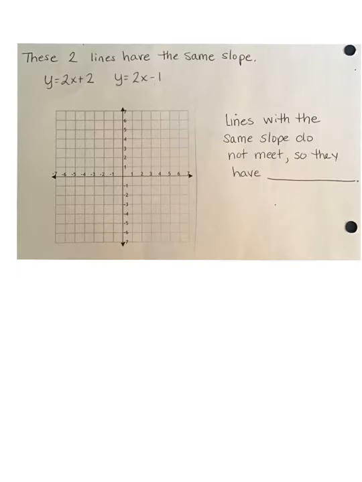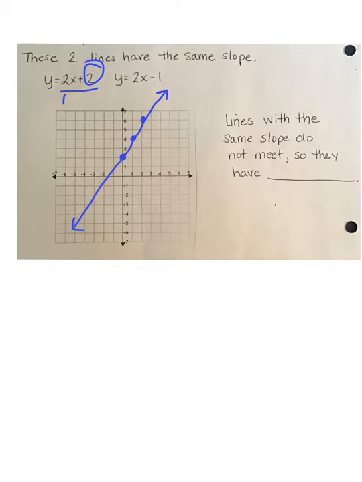Okay, the next two lines that we're going to do are y equals 2x plus 2 and y equals 2x minus 1. So in this first line, we're going to start at positive 2 on the y-axis, because that's our y-intercept. Then we move by our slope, which is 2 over 1, so up 2 over 1. Remember, whenever it's a whole number, you put it over 1. So there's our first line.